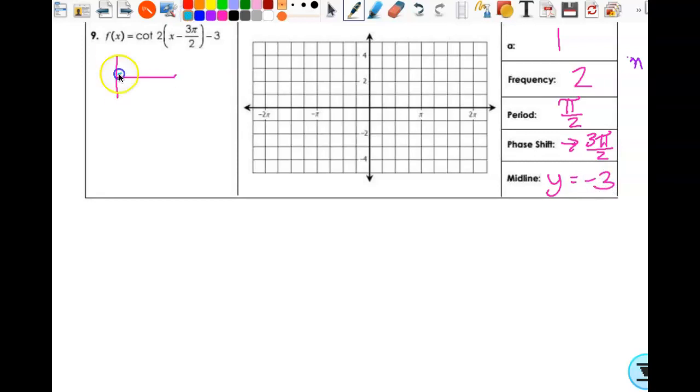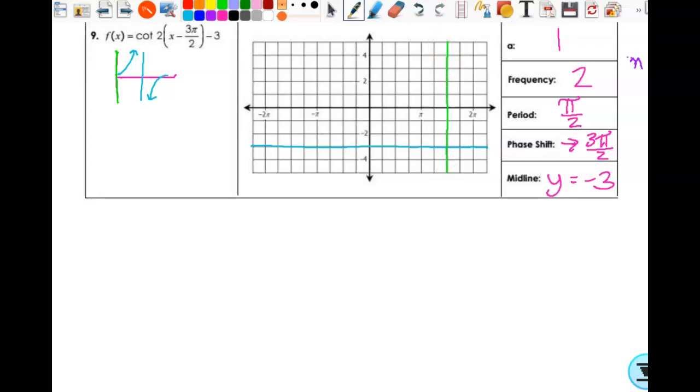All right, so this is cotangent. So the little parent function I'm going to draw is of tangent. And my midline, so y equals -3. All right, so tangent starts on the y-axis. The only thing that affects that is a phase shift. I do have a phase shift, so I'm actually going to start at 3 pi halves. Tangent is 0 there, so cotangent has what? Asymptote, right? If tangent was 0, cotangent has an asymptote. So I'm going to have an asymptote at 3 pi halves.